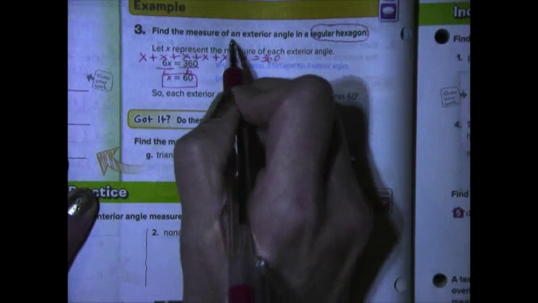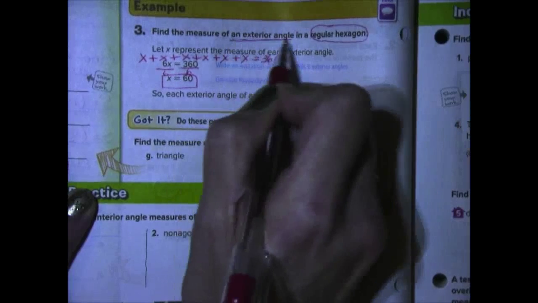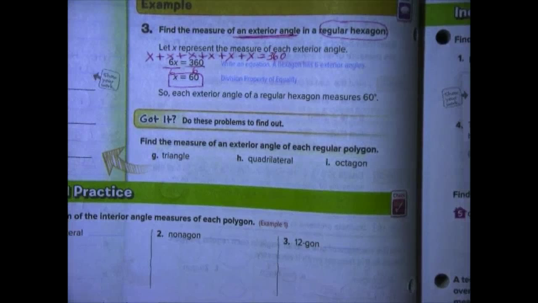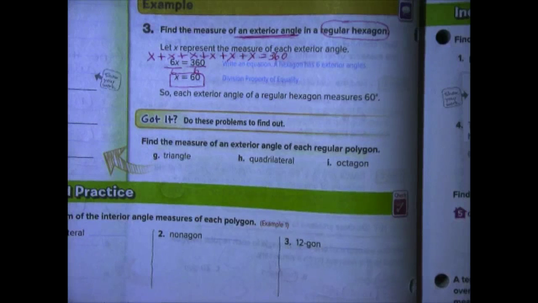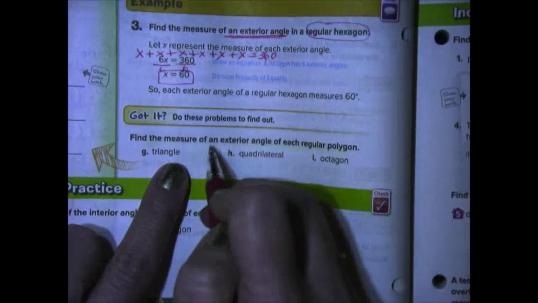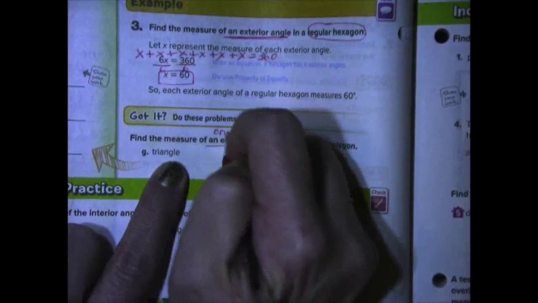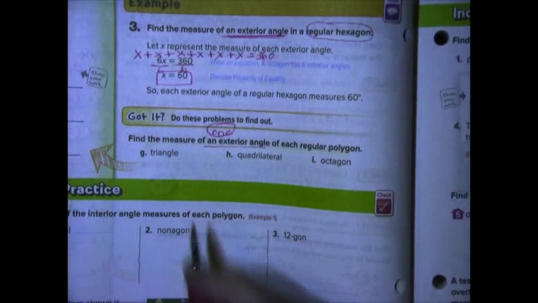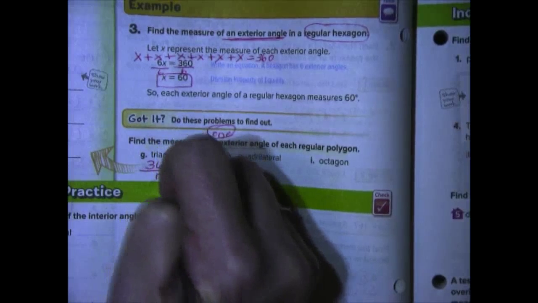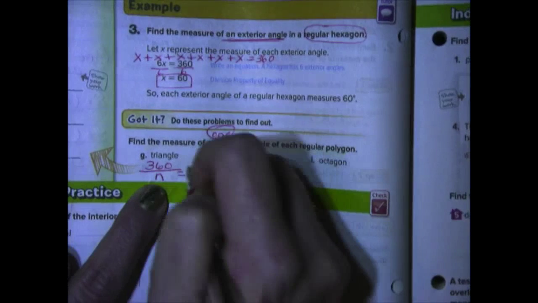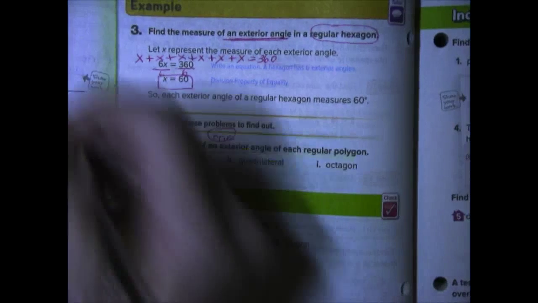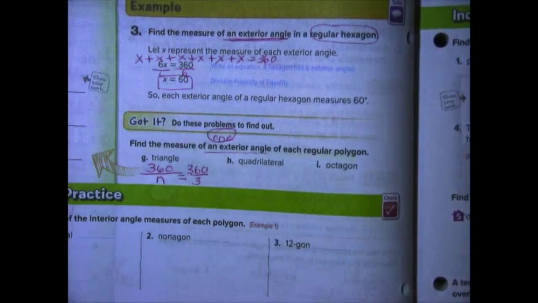So look, we're finding not the sum of all of them, but just one of them. So in order to find one, we have to divide 360 by the number of sides. So if we were looking to find an exterior angle, remember an means one, just one angle, on a triangle, we're going to take 360 and divide it by the number of sides. Remember, n equals sides, so we got 360 divided by 3 because a triangle has 3 sides, so we're going to have 120 degrees.